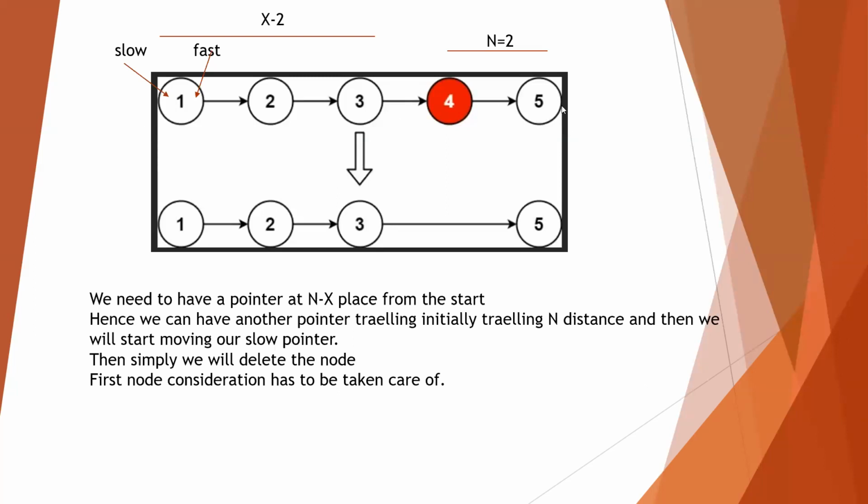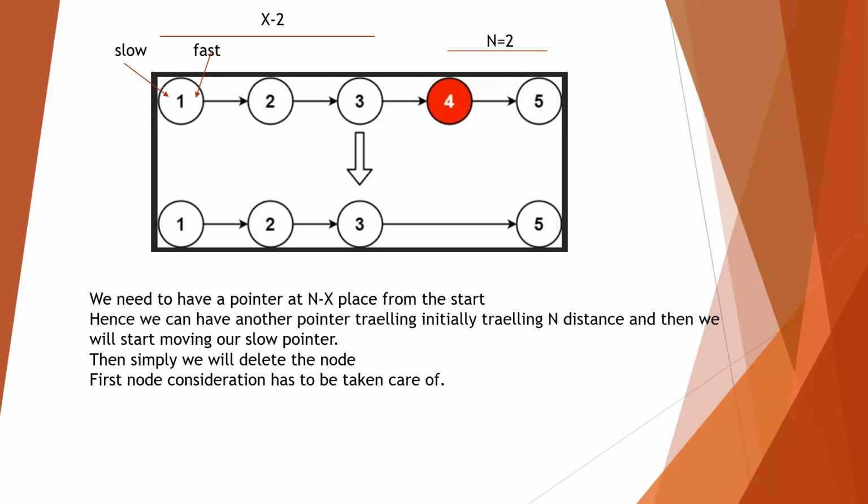Okay, so in this question, we are given n equals to 2, that is second node from the end. Now, think for a second, we need a pointer at this position, which is x minus 2 from the start, where x is the length of the linked list.